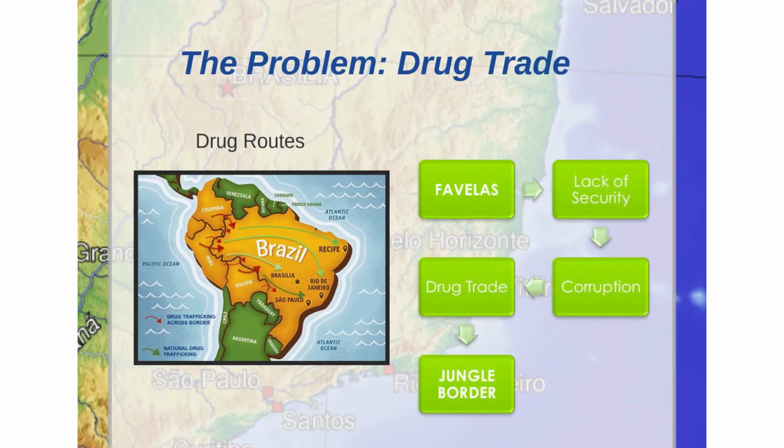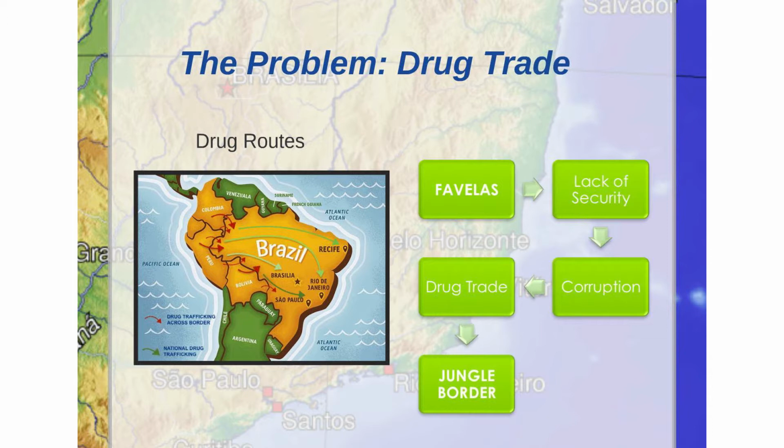So where did that drug trade come from? The drug trade basically came from the jungle border. As you can see on the drug routes in the picture, the drugs come mostly from Colombia, Peru, and Bolivia.